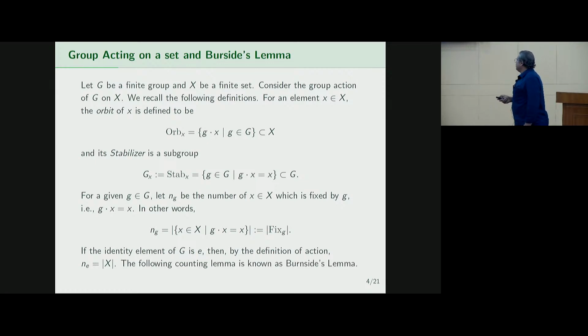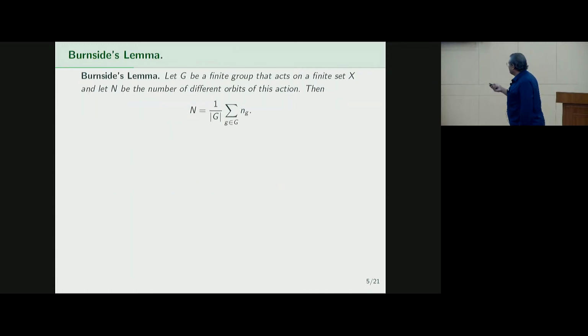Okay. The counting lemma is known as the Burnside lemma, the following one. See, it counts the number of different orbits. Suppose n is the total number of different orbits of the group action. This n is nothing but the average of the fixed points. That's what it says. So 1 by cardinality G, sum over all the group elements N_g. N_g is the number of fixed points of g. Okay, we will prove this.